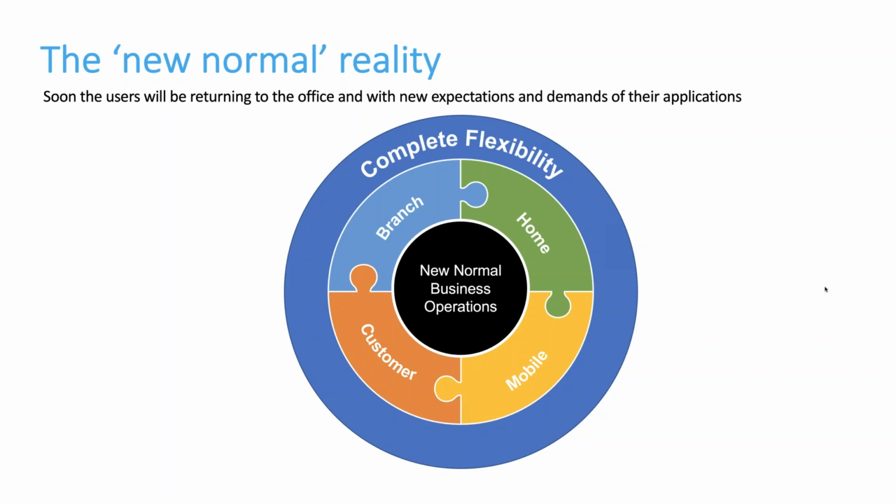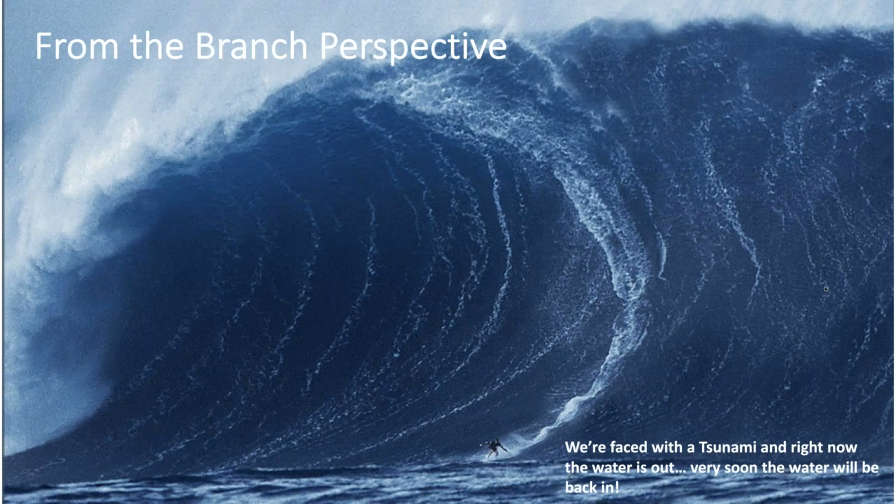Yeah. And from the branch perspective, basically what we're seeing right now is that we're faced with a tsunami. What I mean by this is that the water is out. People have exited the branches. They are working from home. They are working in remote locations. But as we're seeing now, the curve is flattening. Certain states and the federal government are talking about relaxing some of the rules around social distancing and things like that. And at some stage soon, the water will be back in.